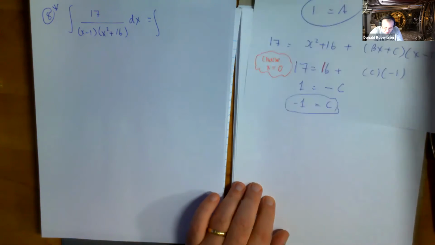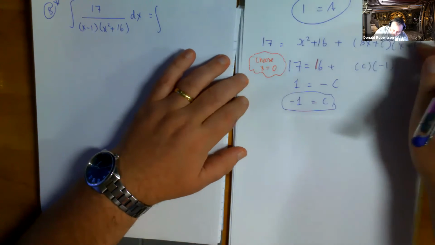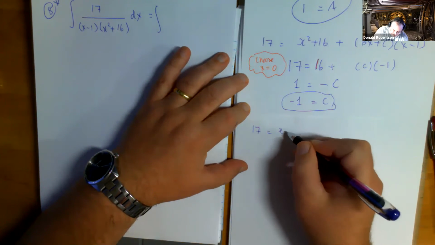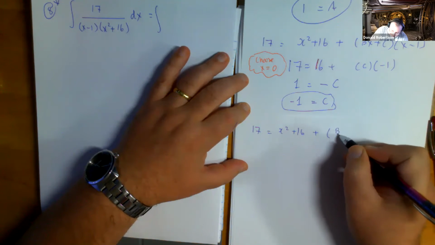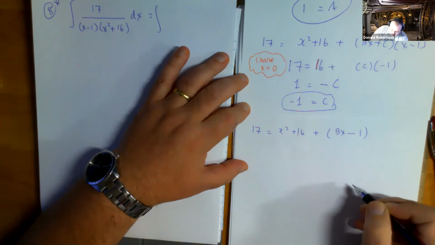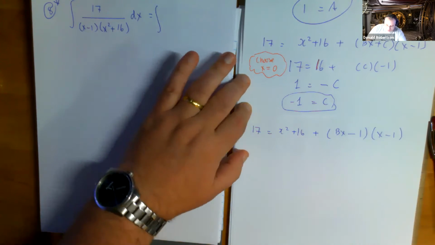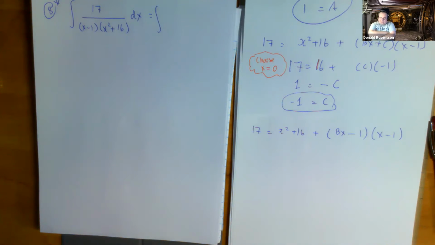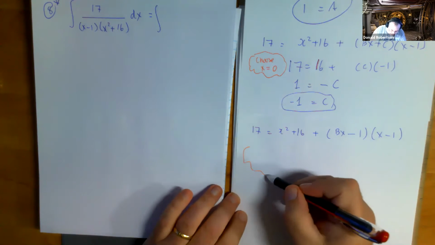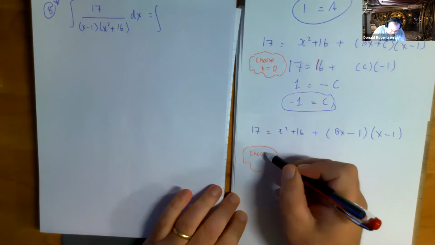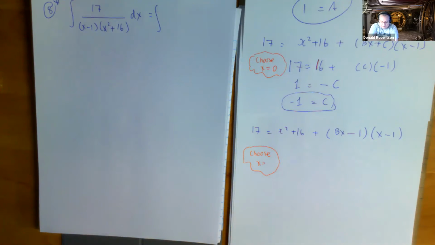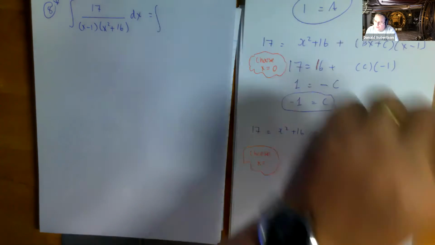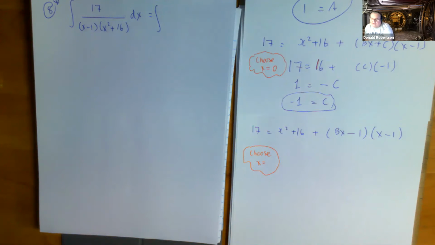And that means we now rewrite this line as x squared plus 16 plus bx, take away 1 because we know C is 1, x minus 1. And now we're left with this guy. And yep, one more choose. We can't choose 0 again. We can't choose 1 again, right? But apart from that, anything's up for grabs. Who should we choose this time?